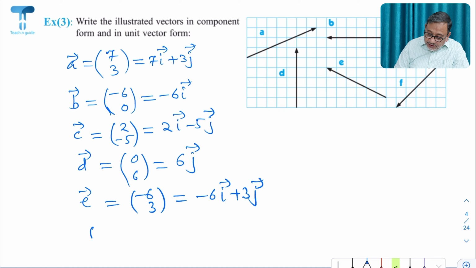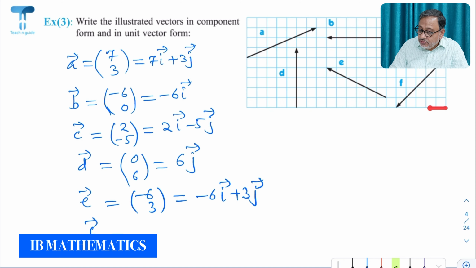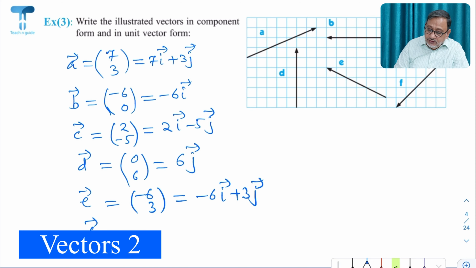Now vector F, vector F is in the negative direction of x-axis. Look here, 1, 2, 3, 4, 5, negative 5, right?